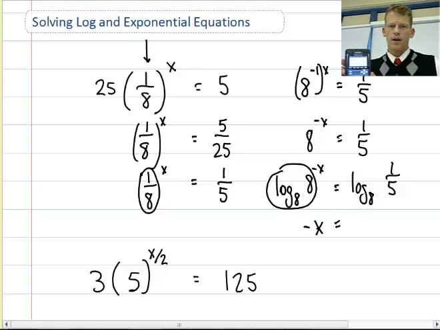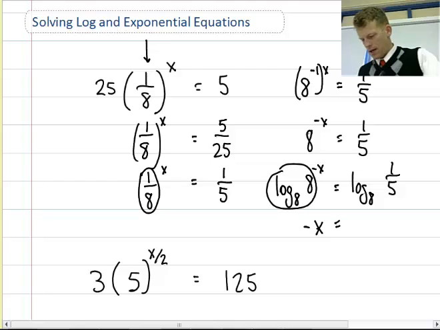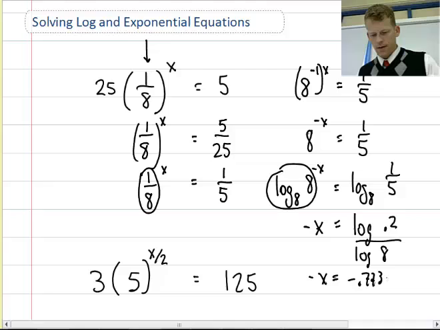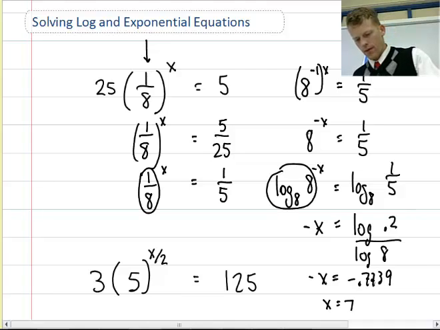I'm back, and I used my calculator. Actually, I used on my phone the WabbitEmu, which is an emulator for Texas Instruments. So using the change of base, I did common log of 0.2 over the common log of 8, and that gave me negative 0.7739, and now I know my x value is 0.7739.